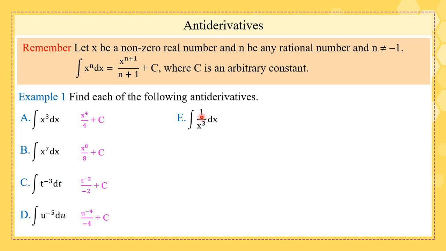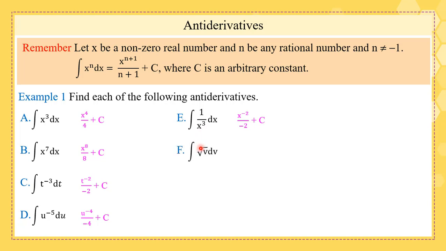Now the integral of 1 over x cubed dx. This cannot be found automatically, directly. So we have to translate this quotient into this form. It's easy, we just write the integral of 1 over x cubed dx as the integral of x to the power negative 3, which is x to the power negative 2 over negative 2 plus c.